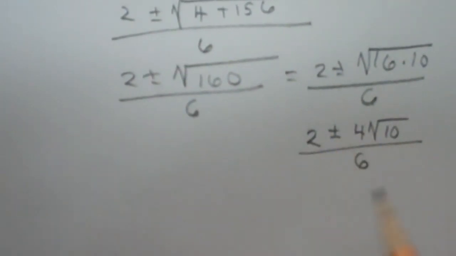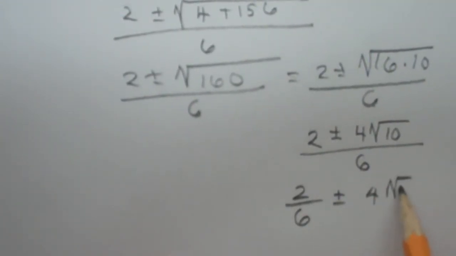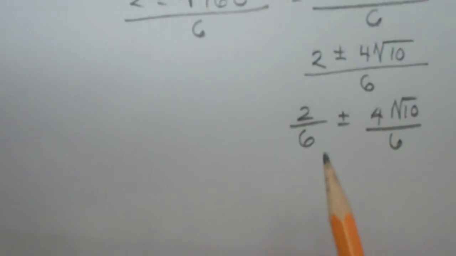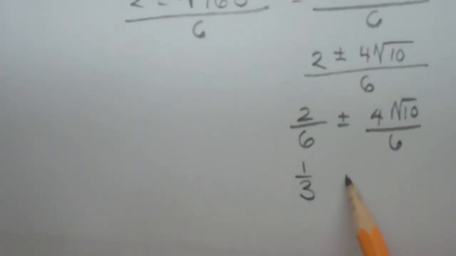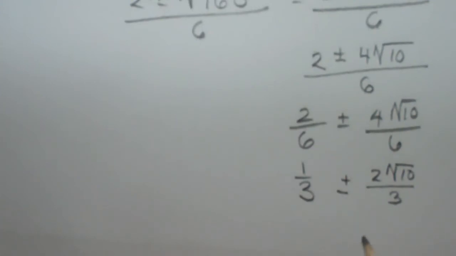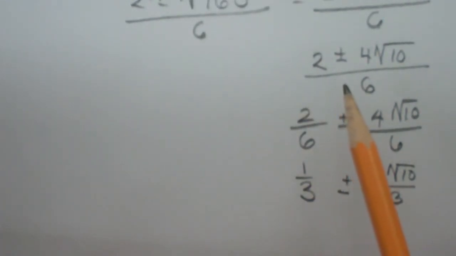And then we can break this into two fractions so that we can simplify it a little more. So this is 2 divided by 6 plus or minus 4 radical 10 divided by 6. And now let's just simplify each part. 2/6 is the same thing as 1/3 plus or minus 4/6 is the same thing as 2/3. This is 2 radical 10 over 3. And here are going to give us our two possible solutions. The problem wanted us to give this to the nearest hundredth, so let's do that now. Let's find our two possible values.